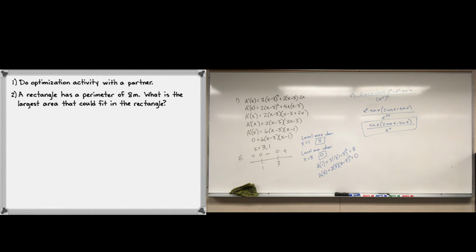A rectangle has a perimeter of 8 meters. What is the largest area that could fit in the rectangle?